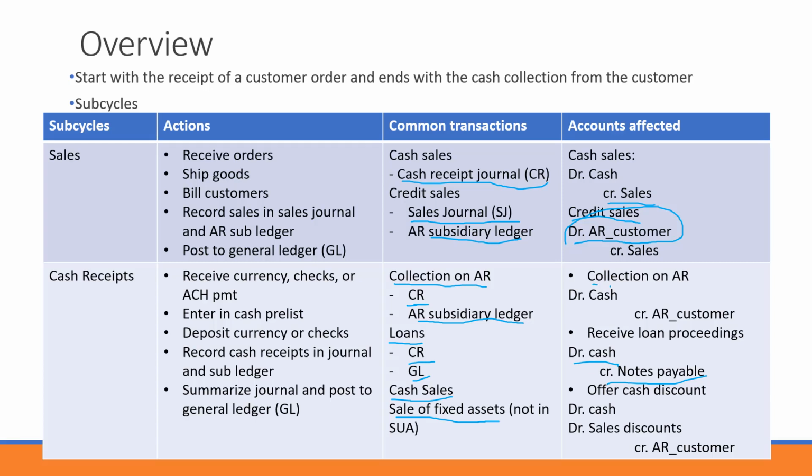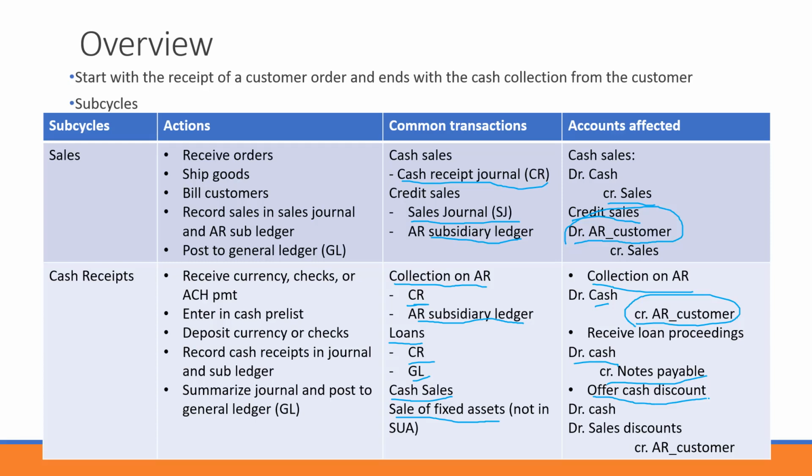When you collect cash on accounts receivable, you debit cash and credit accounts receivable, and note that you will credit that specific customer's accounts receivable. Another common journal entry you might need is when the company offers a cash discount.